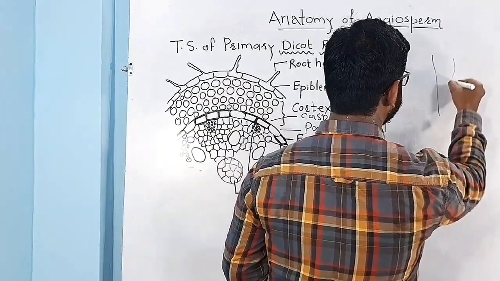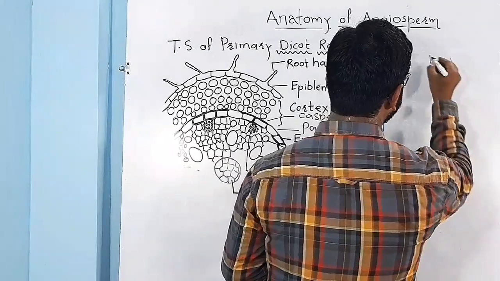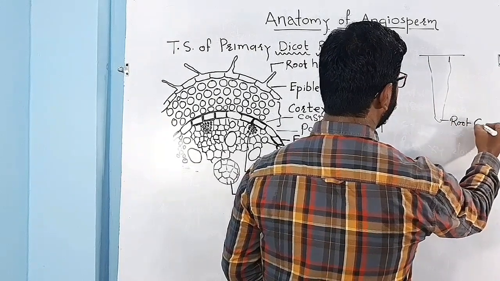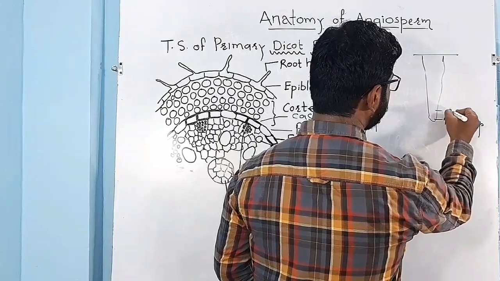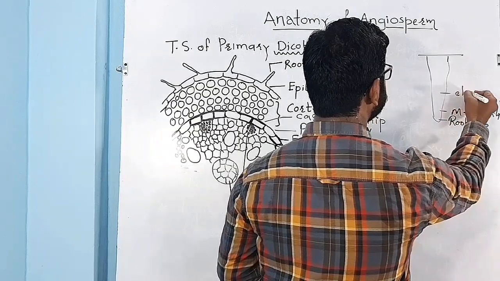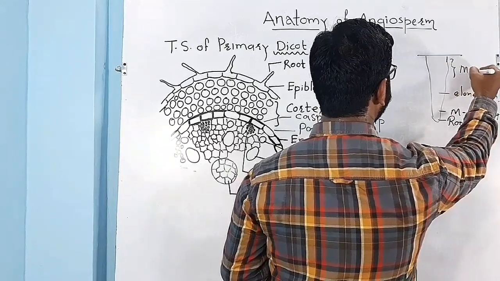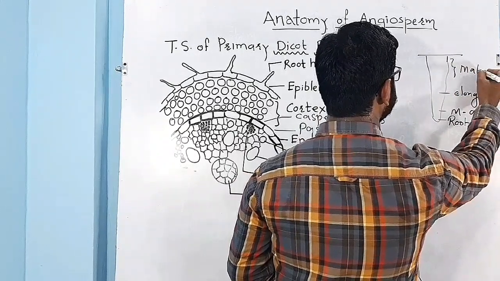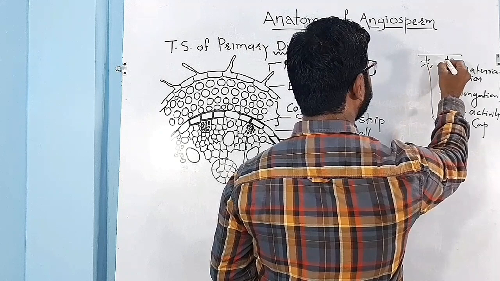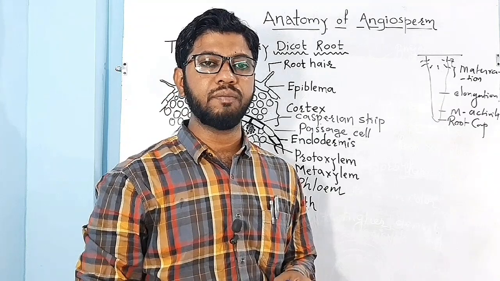taproot, which looks like this. Let us consider this is the structure. In this primary taproot, four major regions are present. The first region is root cap. Second is region of meristematic activity. Third region is region of elongation. Fourth and last region of primary taproot is known as region of maturation. In this region of maturation, many root hairs are present. These root hairs absorb the water and mineral.